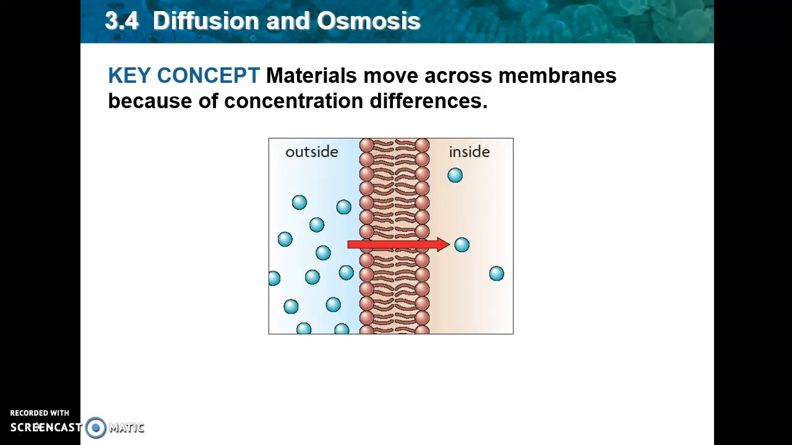Now that we've covered 3.3, the cell membrane, we can now talk about some movement of particles. These movements can be called diffusion and osmosis. Osmosis is something that we learned about with that naked egg lab that we did. Materials are going to move across membranes because of concentration differences.